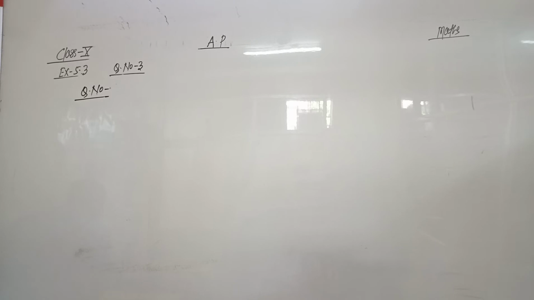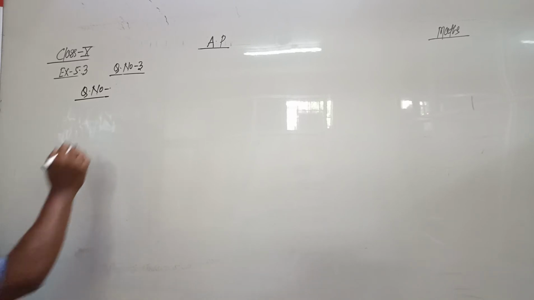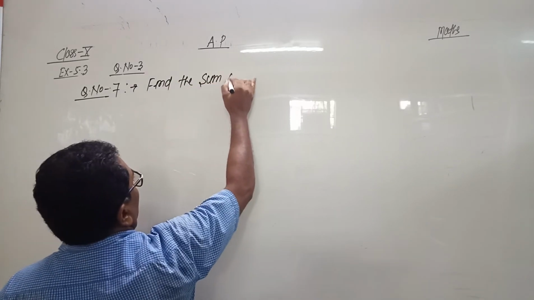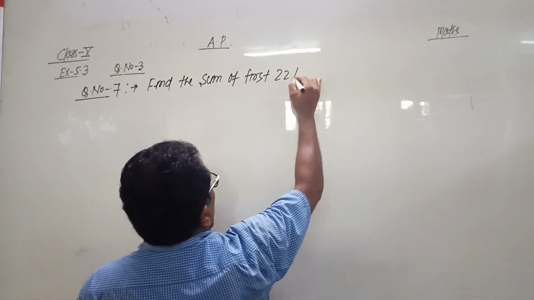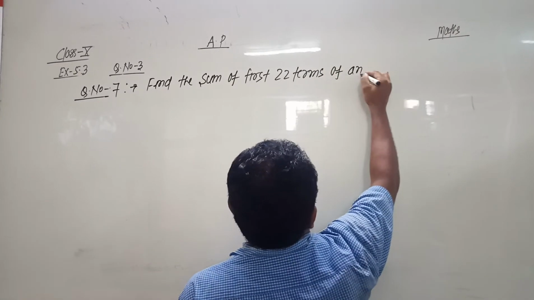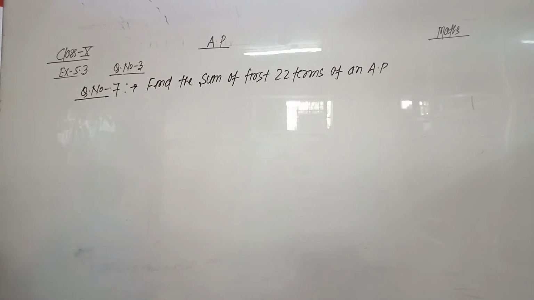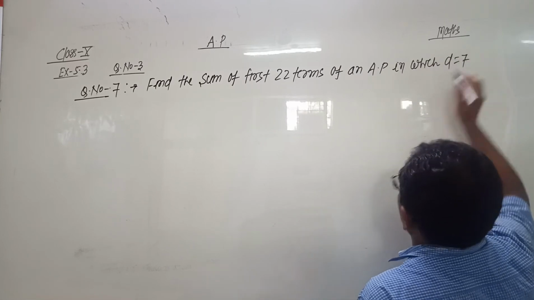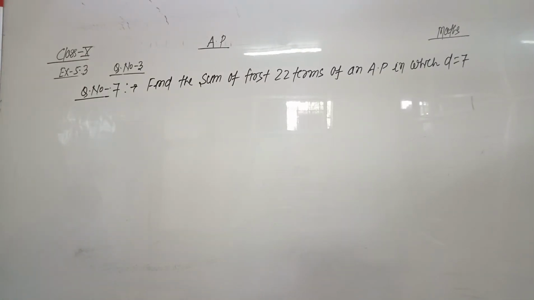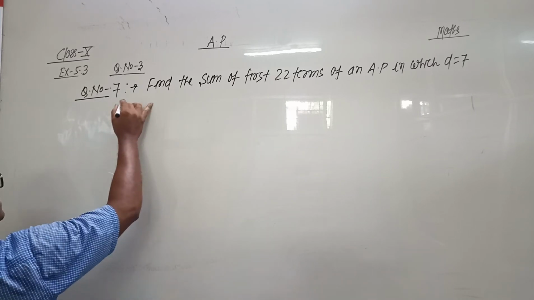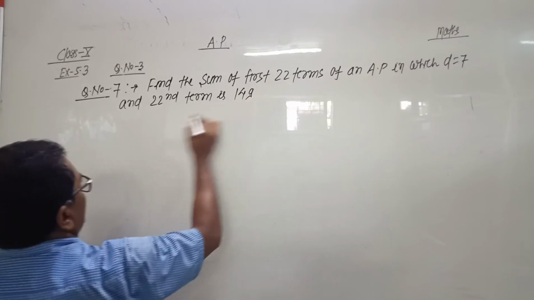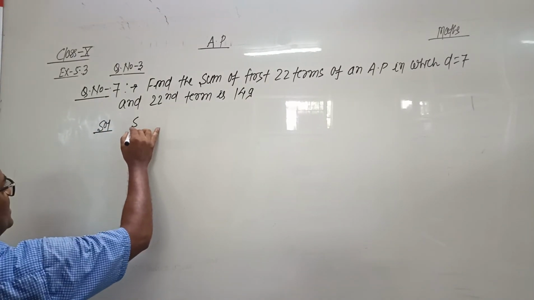Question number 7. Find the sum of first 22 terms of an AP in which the common difference d equals 7 and the 22nd term is 149. So we have to find the sum of the first 22 terms.